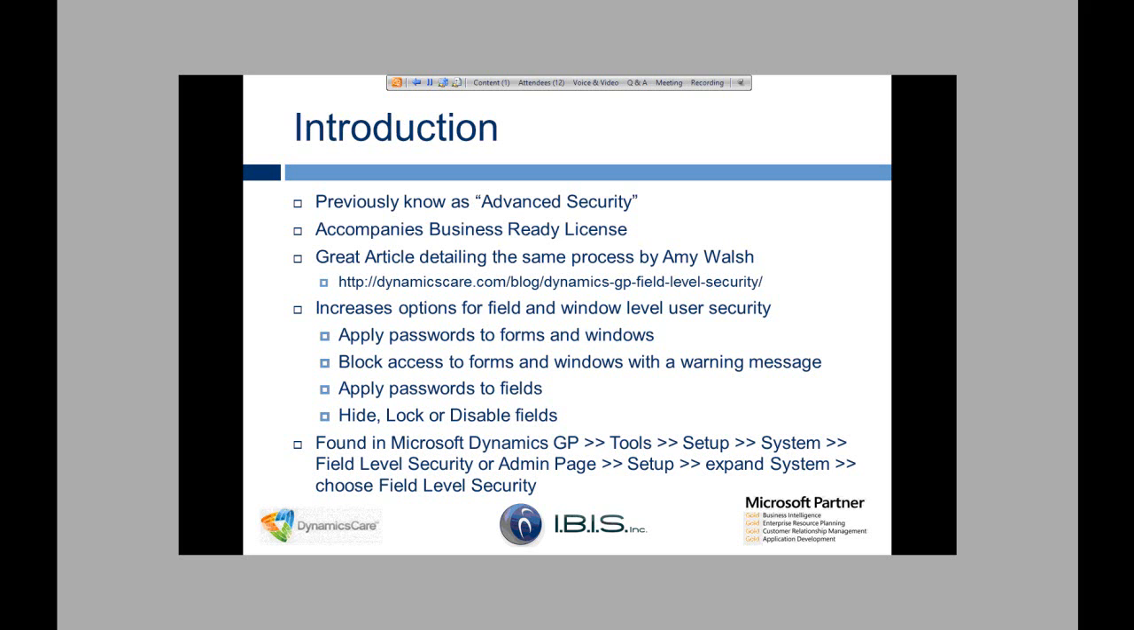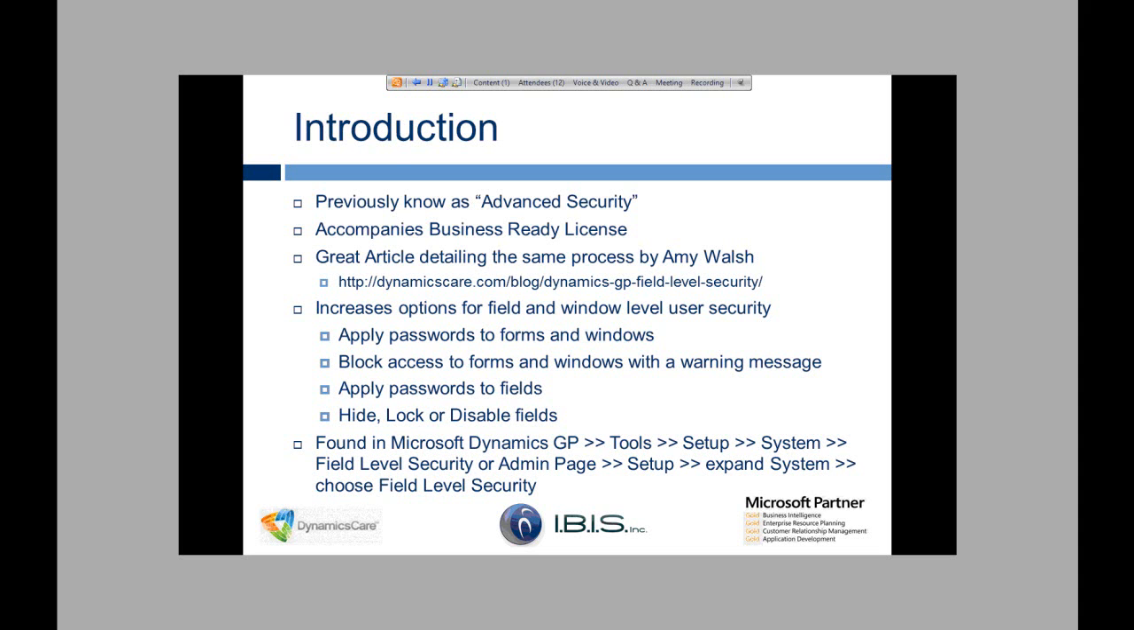So there are two ways to get to it. You can use the traditional navigation, Microsoft GP, Tools, Setup, System, Field Level Security, or you can use the panes and use the Administration page, Setup, System, and Field Level Security.